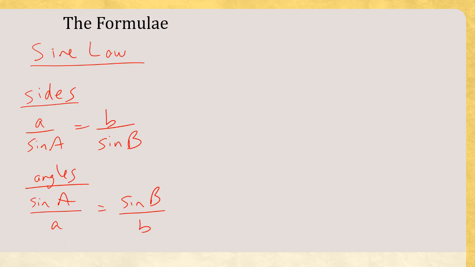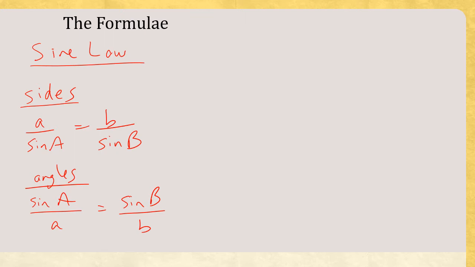Now, how do you know when to use sine law? Technically speaking, sine law and cosine law can be used on 90-degree triangles. I would like you to try to focus on doing SOHCAHTOA for those, but you could use sine law and cosine law on 90s. The converse is not true though. You cannot use SOHCAHTOA or Pythagorean theorem on non-90s. So we're going to do sine law and cosine law for non-90-degree triangles.